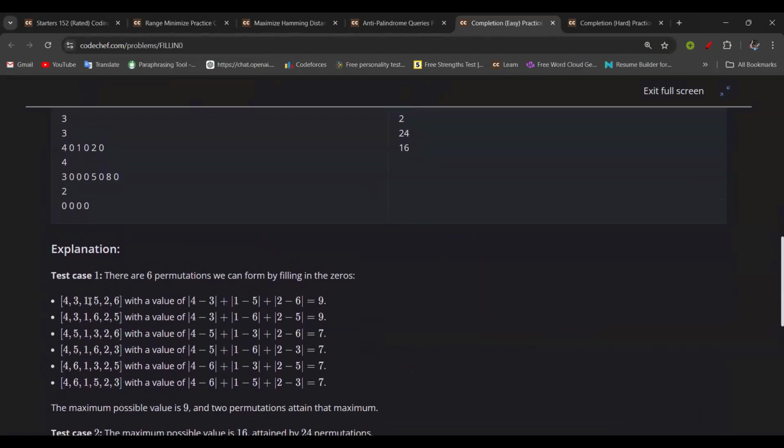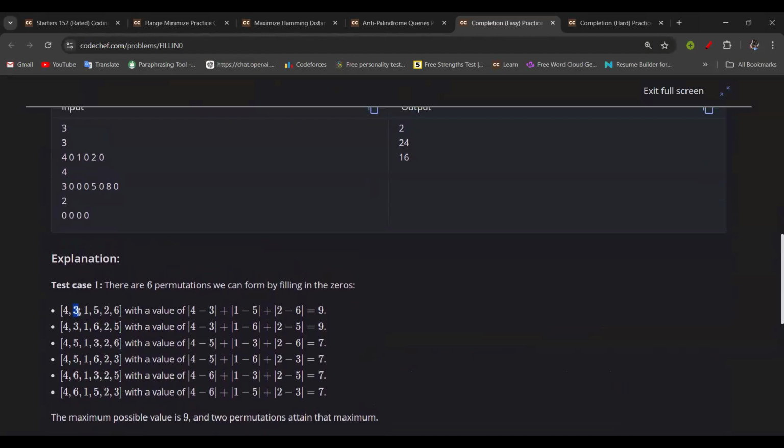Here, what are the replacements? 3 and then 5 and then 6. Here 3 5 6 was the replacement, then you got a 9. Here 3 6 5 was the replacement, you got a 9. Here 5 3 and 6 was the replacement, you got a 7. And same for these, you got 7, 7, 7. The maximum among them was 9, and there were two ways where you were getting 9. So your answer was 2. Okay, I hope the problem statement is clear. Now how can we solve this?